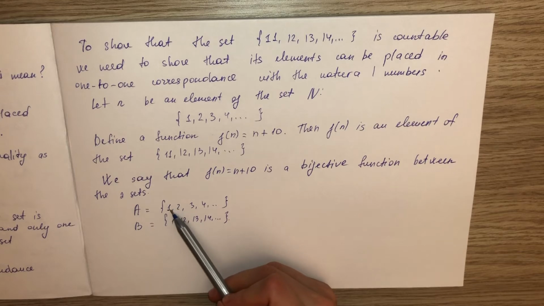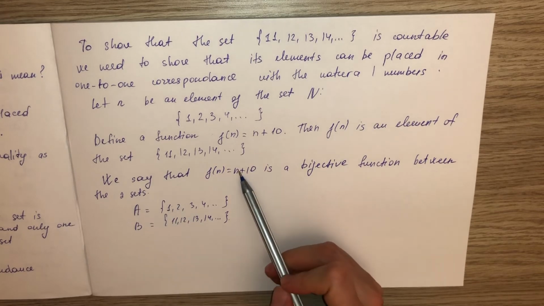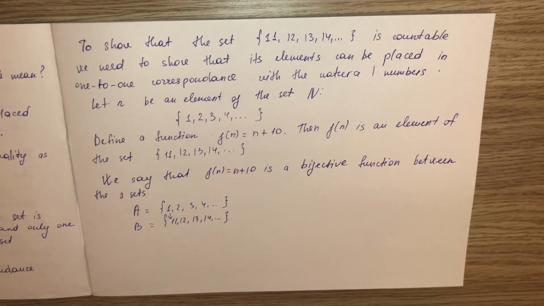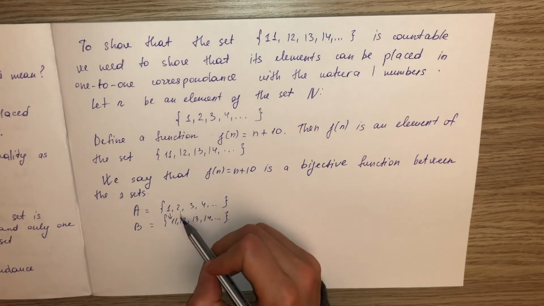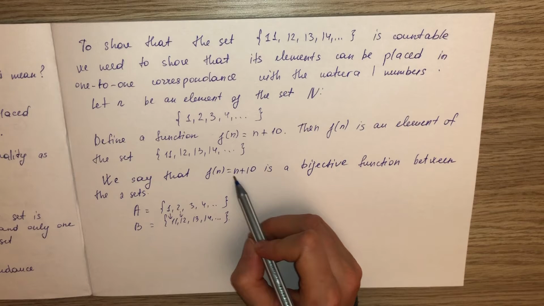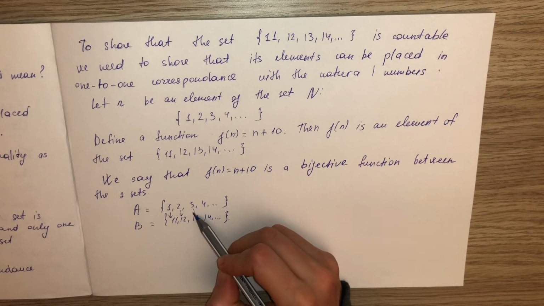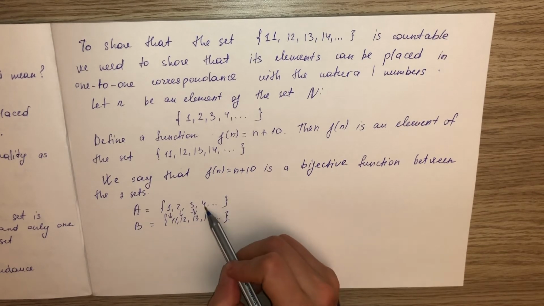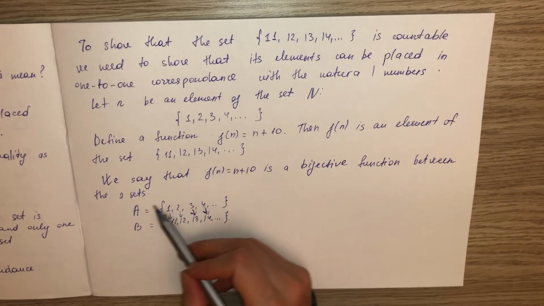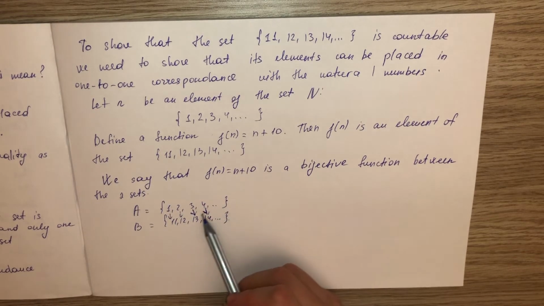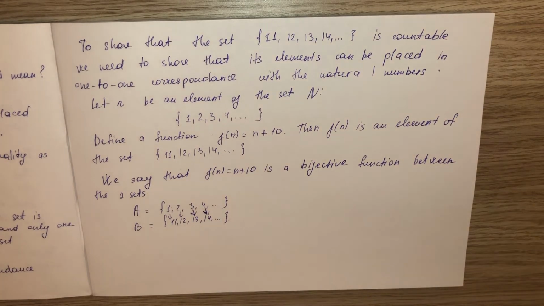As I mentioned above, if I plug 1 into here, our result will be 11. If we plug 2 here, our result will be 12. If we plug 3 here, our result will be 13. And as you can see, no element is missed. All the elements of our first set can be matched with all the elements of our second set.